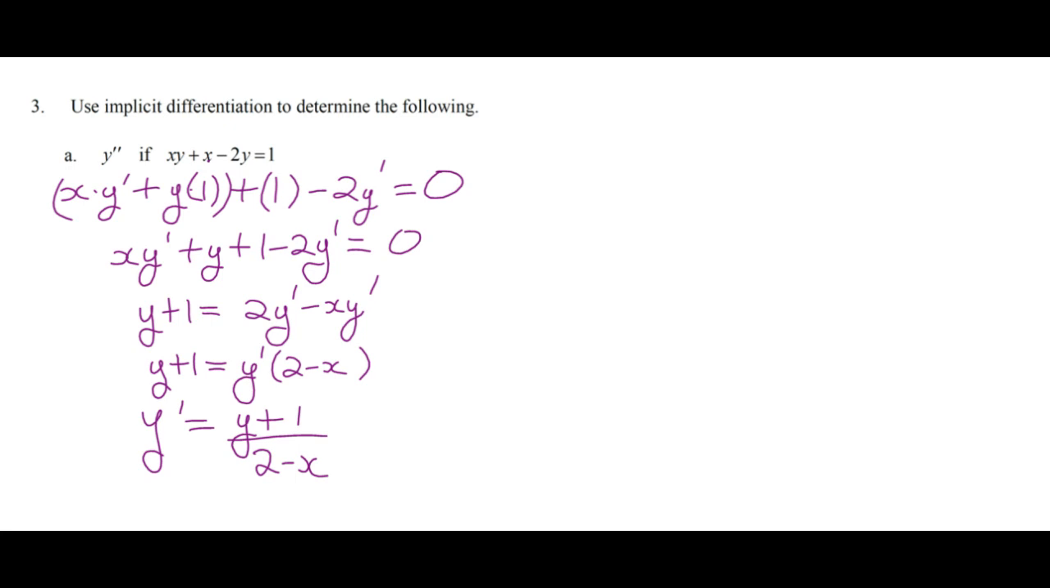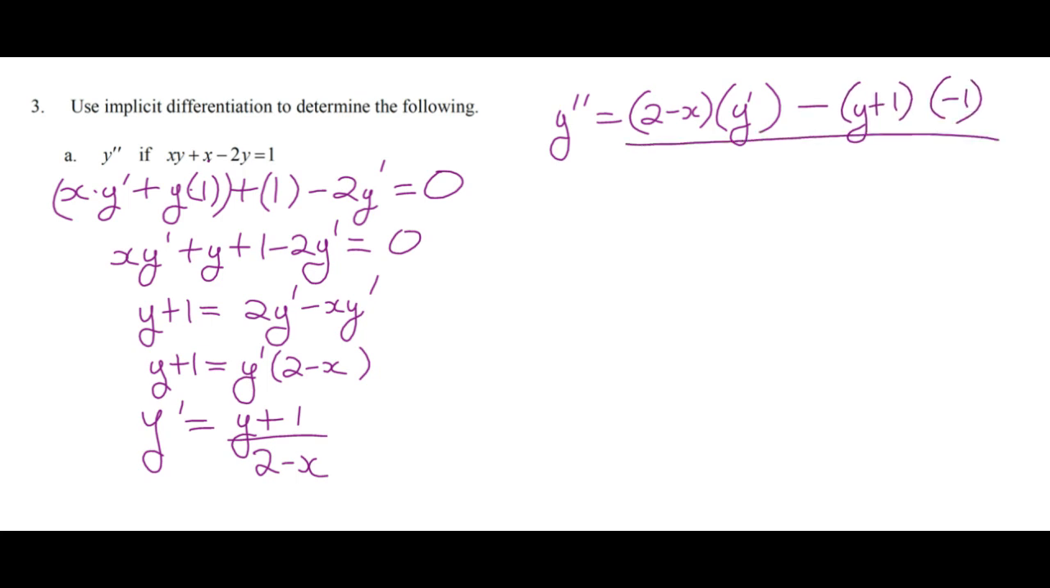So y double prime is actually kind of easy at this point, right? I mean, easy if you know the quotient rule. Yeah, it's a quotient, and there's still a y in there. Okay, so now we're just going to apply the quotient rule to this. There will be a little implicit differentiation involved, because we have a y. So it's g of x times f prime of x minus f of x times g prime of x over g of x squared.